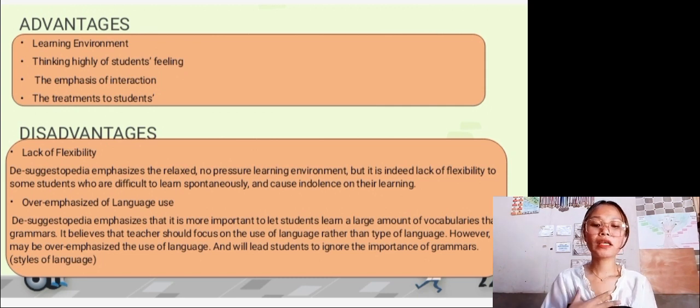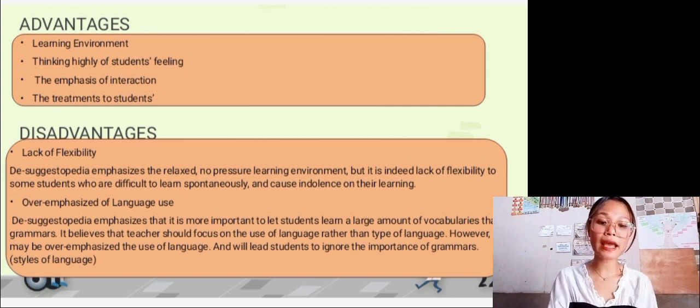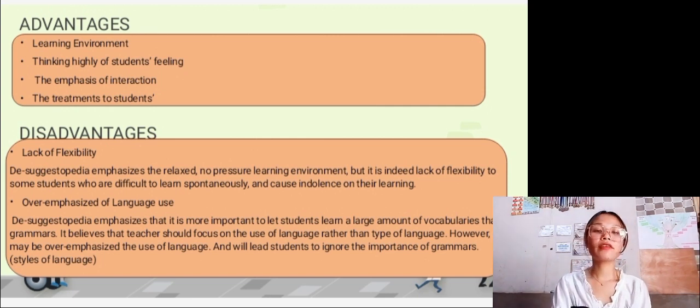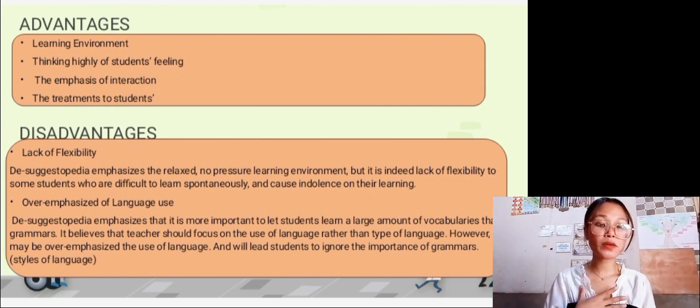So next is treatment of students' mistakes. In Suggestopedia, teachers approach students' mistakes as valuable learning opportunities rather than failures. Teachers provide constructive feedback and guidance to help students correct their errors and learn from them. For instance, instead of penalizing students for their mistakes, teachers may use them as teaching moments to reinforce key concepts and encourage continuous improvement.